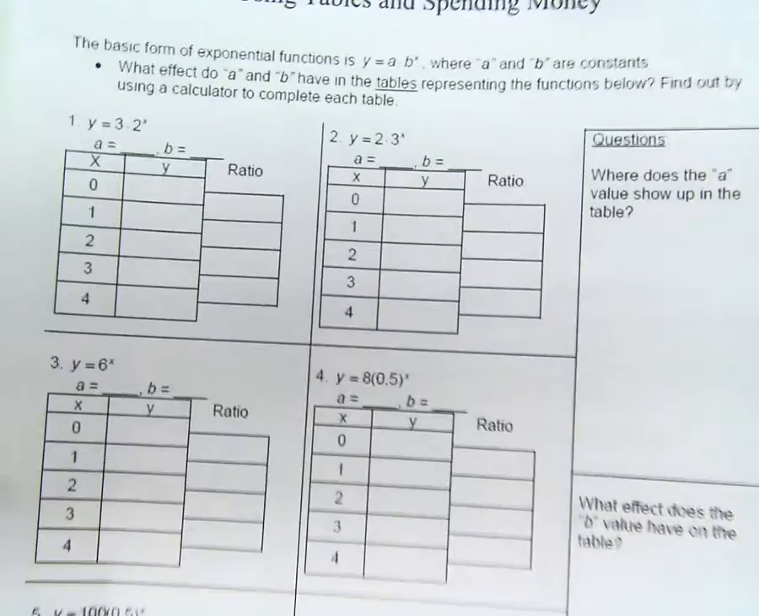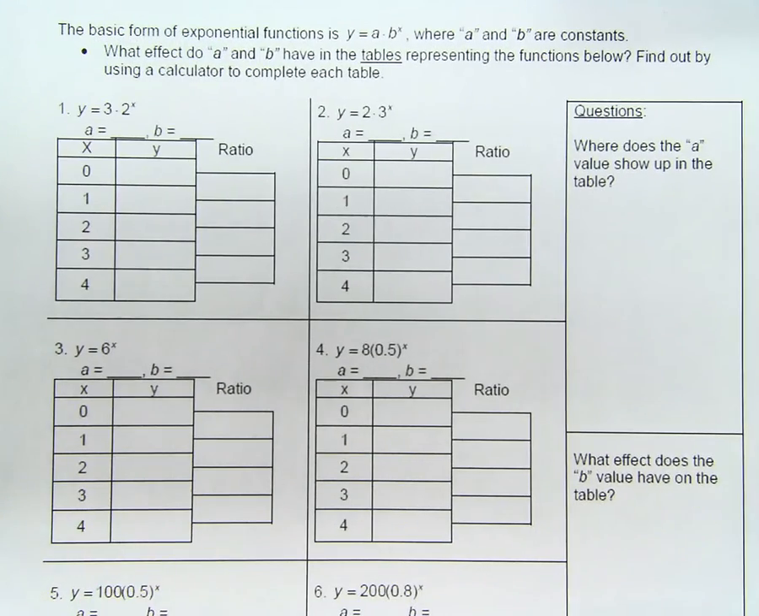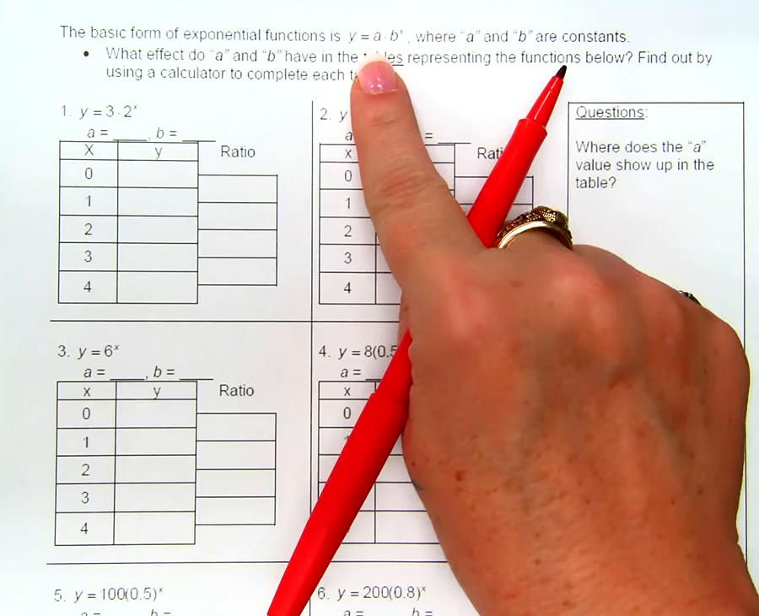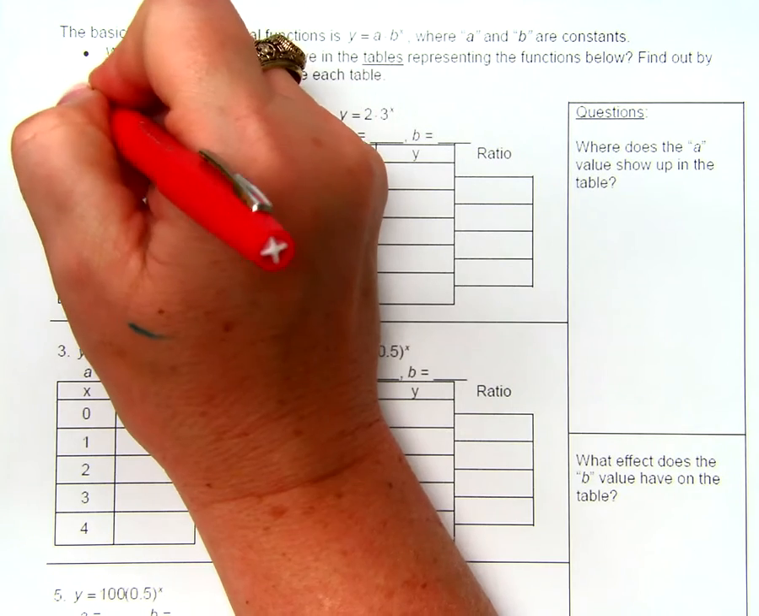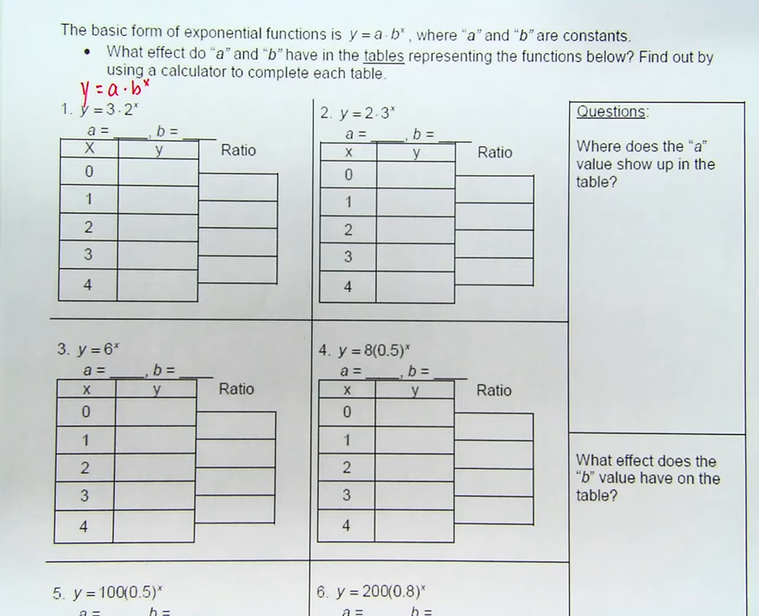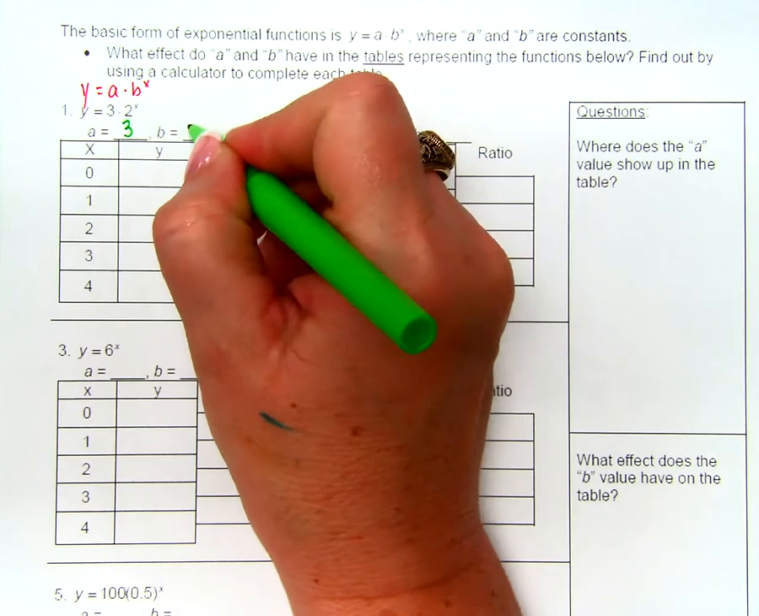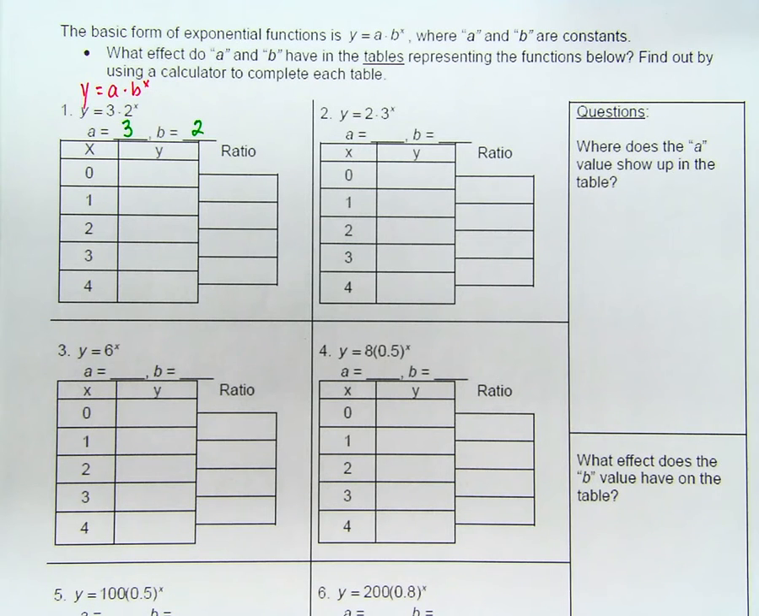Okay? So look at problem number 1. Y equals 3 times 2 to the x power. Well, I just told you right up here in this sentence that the general form is y equals a times b to the x power. Do you have enough knowledge to tell me what a is and what b is? Yes? So someone tell me. A is 3, b is 2. How do you know that? Because you can read, okay?